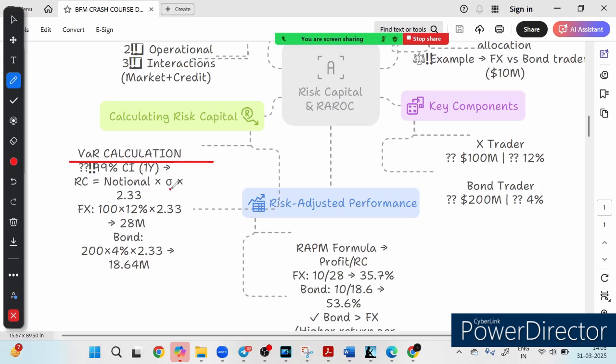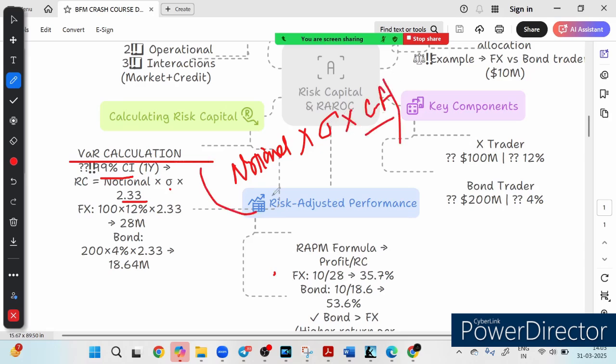This sigma is called volatility, and it is multiplied by the confidence factor. This 2.33 is called the confidence factor. Corresponding to a 99% confidence interval, the confidence factor is 2.33. We can also call it the Z value. So this is the formula. First you write the notional amount, you multiply it by sigma, that is the volatility, and you multiply it by the confidence factor. This is how you calculate the risk capital.